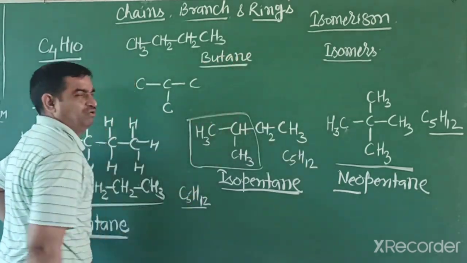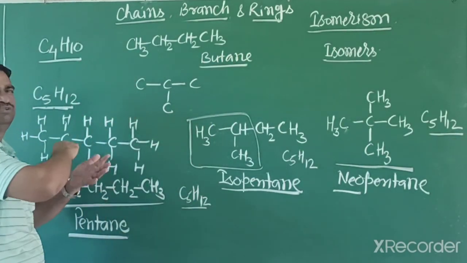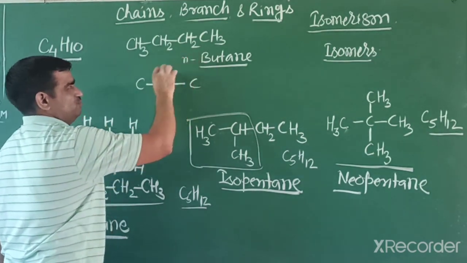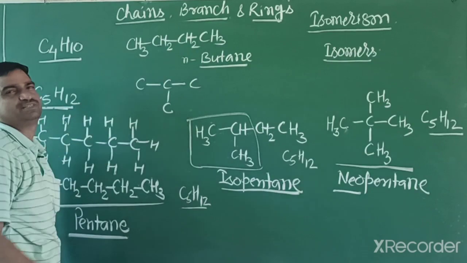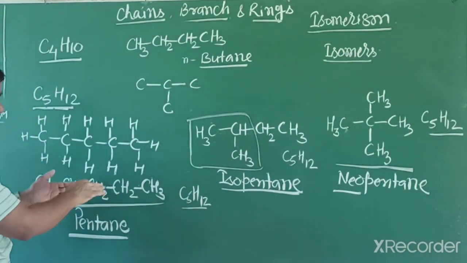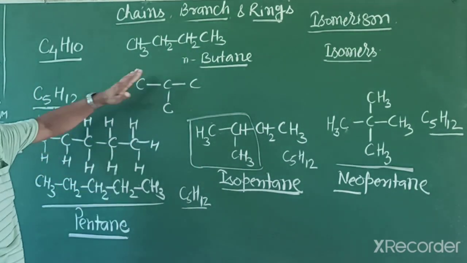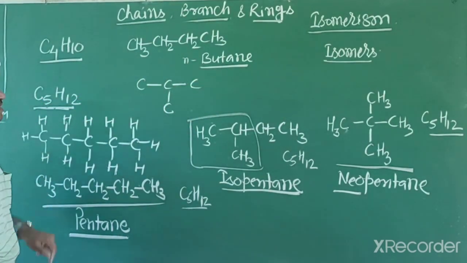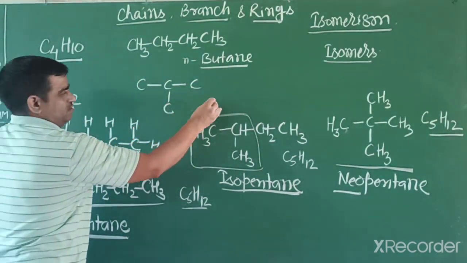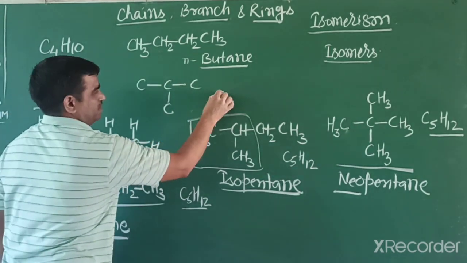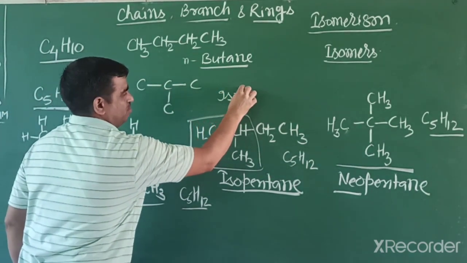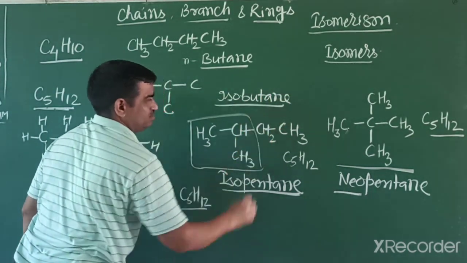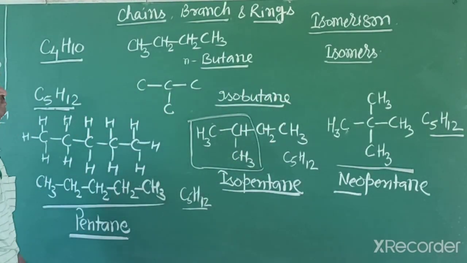Butane, or sometimes it is known as normal butane. Normal, with a small n, we can write here. Normal means all carbons in a straight line. This normal pentane means as a normal butane or a butane. Another compound name is isobutane. We can write isobutane, a common name. This one is a common name, not an IUPAC name.